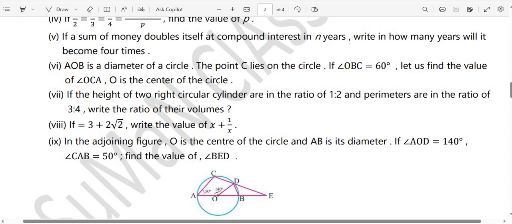Question number 7. If the heights of two right circular cylinders are in the ratio 1:2 and their perimeters are in the ratio 3:4, write the ratio of their volumes.